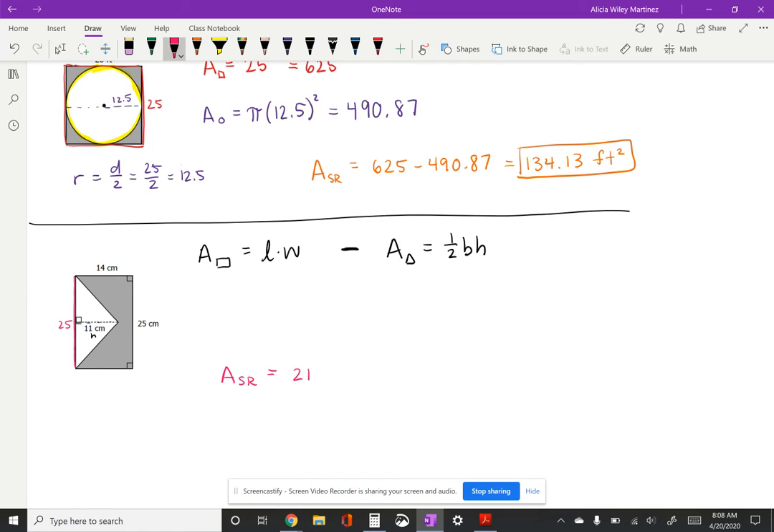I'll give you the answer so that you can try this problem and make sure that your answer is correct by checking your answer. So the area of the shaded region, I'm using SR for shaded region, is 212.5 centimeters squared.